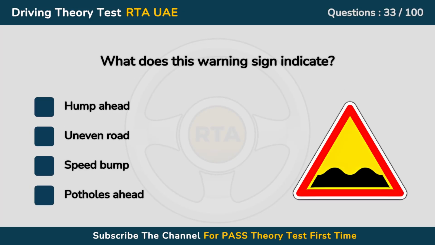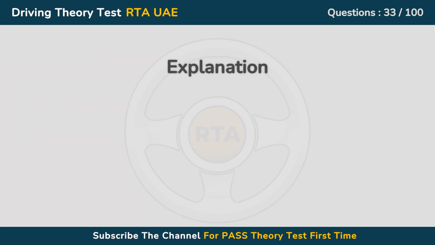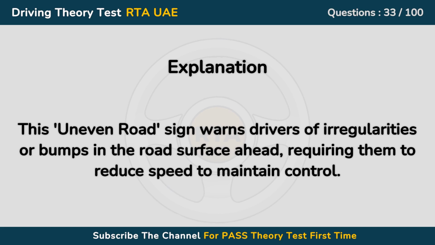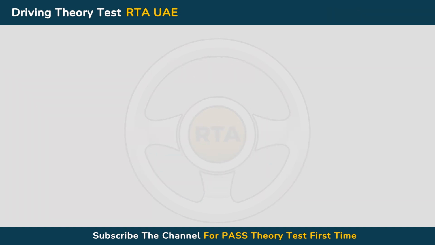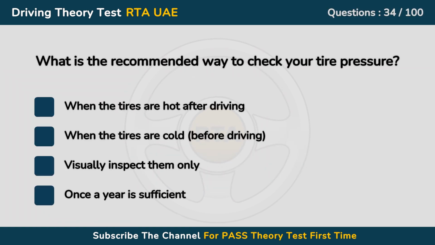A. Hump ahead. B. Uneven road. C. Speed bump. D. Dip ahead. Answer is B. Uneven road. This uneven road sign warns drivers of dips or bumps in the road surface ahead, requiring them to reduce speed to maintain control. Question 34. What is the recommended way to check your tire pressure?